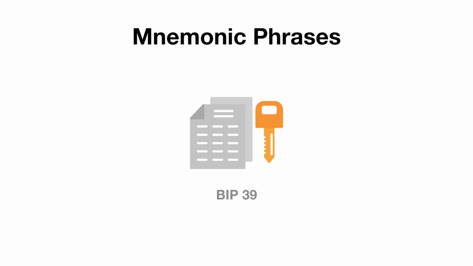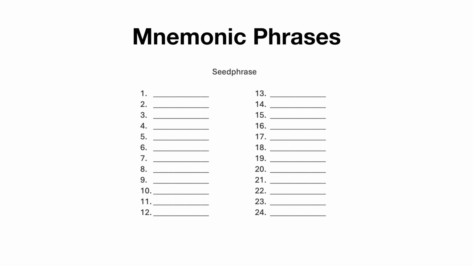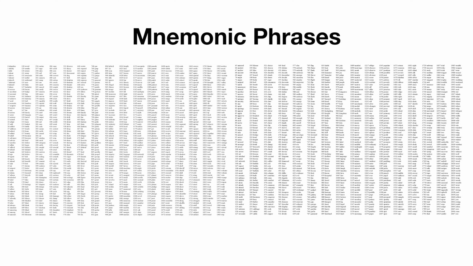Bitcoin Improvement Proposal 39 is a standard that introduced a way to generate deterministic wallets using mnemonic phrases. This means you can recover your entire Bitcoin wallet with a simple set of words, making backup and restoration processes user-friendly. Mnemonic phrases, commonly 12 or 24 words long, are generated from a standardized list of 2048 predefined words.